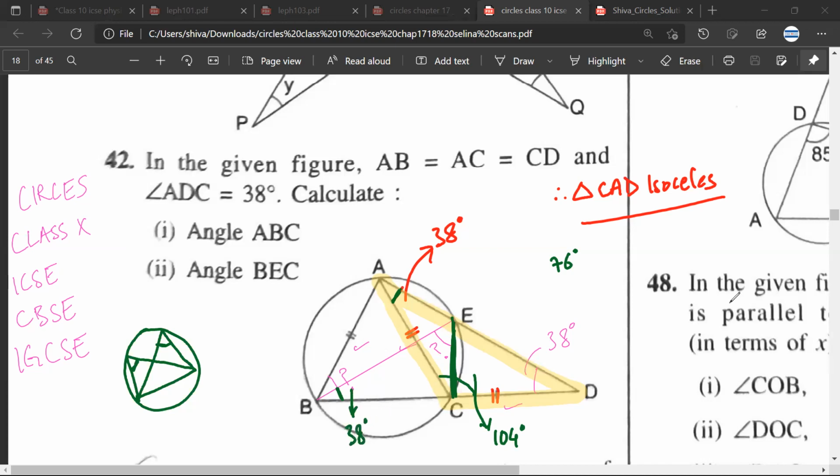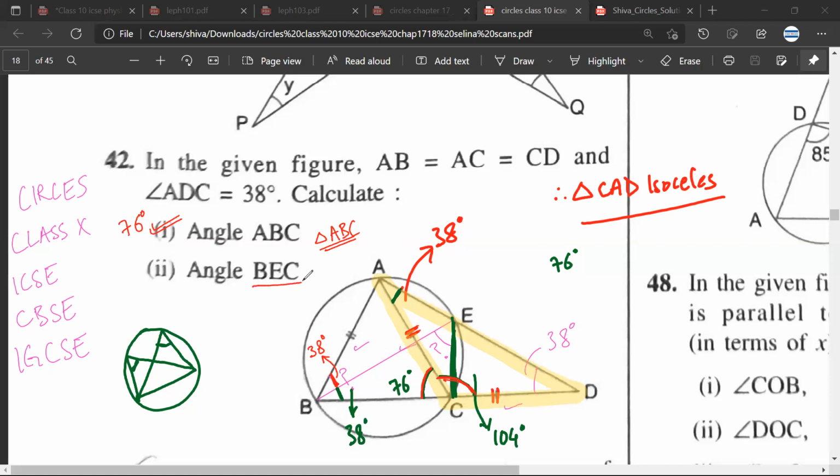What next? Angle ACB will be 76 degrees because 180 minus 104 is 76 degrees. Because sides AC and AB are equal, angle ACB will be equal to angle ABC, equal to 76 degrees. You had already found this angle to be 104 degrees, therefore this angle would be 76 degrees. Now triangle ABC is an isosceles triangle. This is 38 degrees, therefore this angle would also be 38 degrees. Do we agree? Yes. And the whole angle ABC is equal to 76 degrees. So we have done the first part.